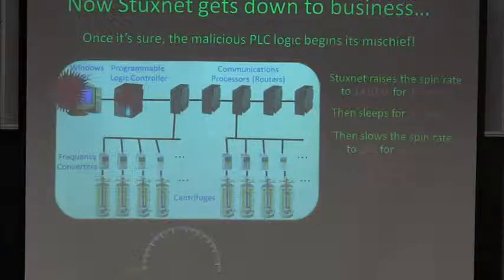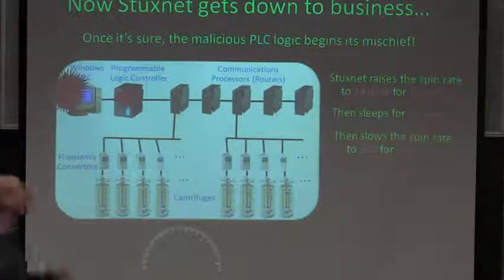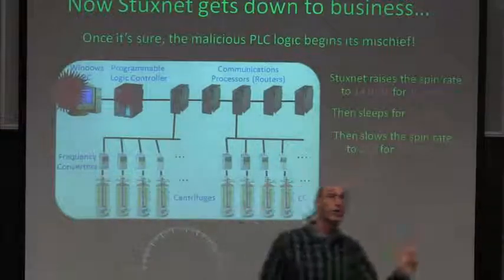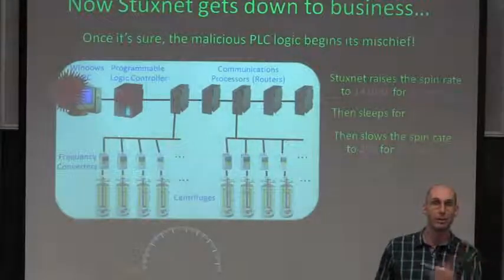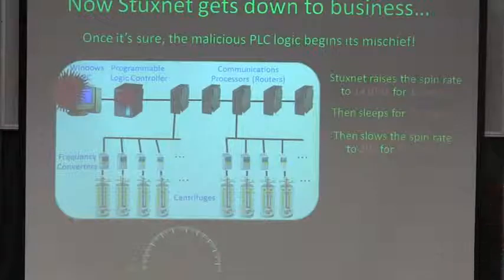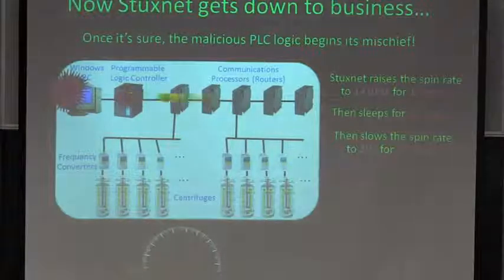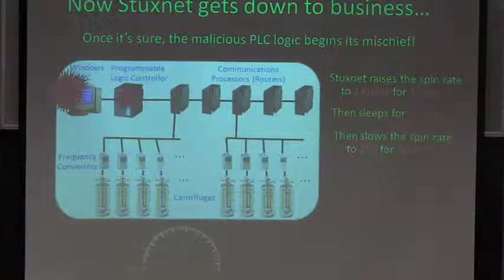Then, after 27 days, Stuxnet slows the spin rate to 2 hertz. 2 hertz, 2 times a second. Boom, boom, boom, boom, like that, instead of 1,000 hertz. For 50 minutes. 50 minutes. Okay? So it sends a command. Watch the needle. Goes down to 2 hertz.